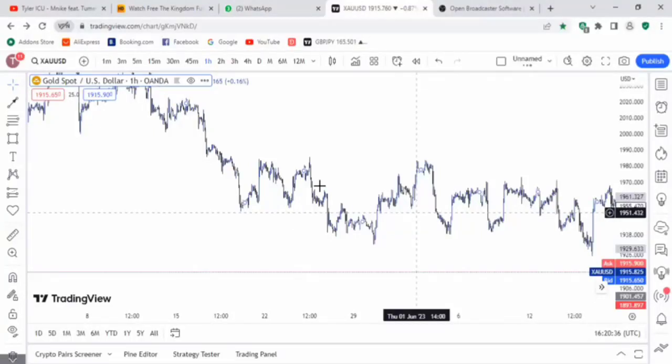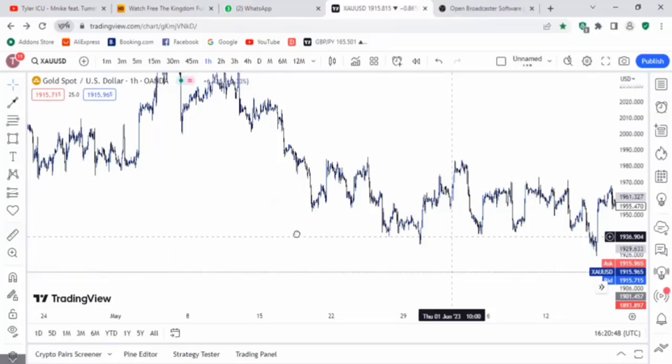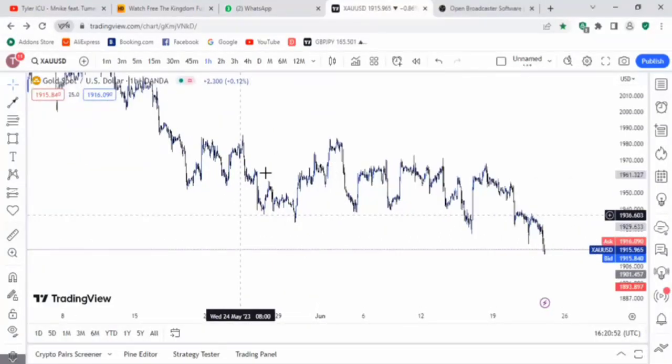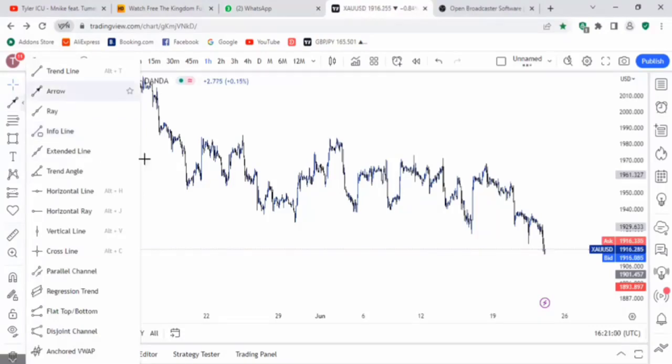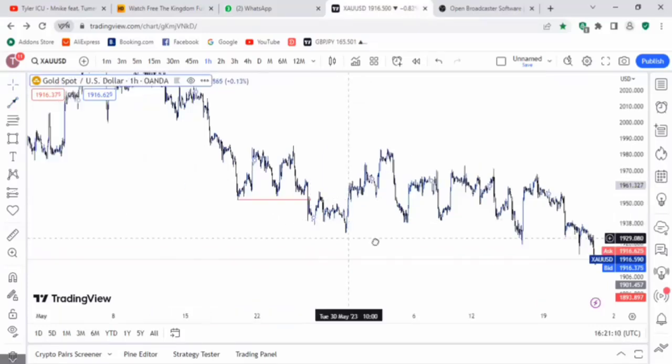If you can focus on the current structure here, I can see a very nice setup that played out on gold. I traded this setup. So we had a break of market structure here. Break of market structure.